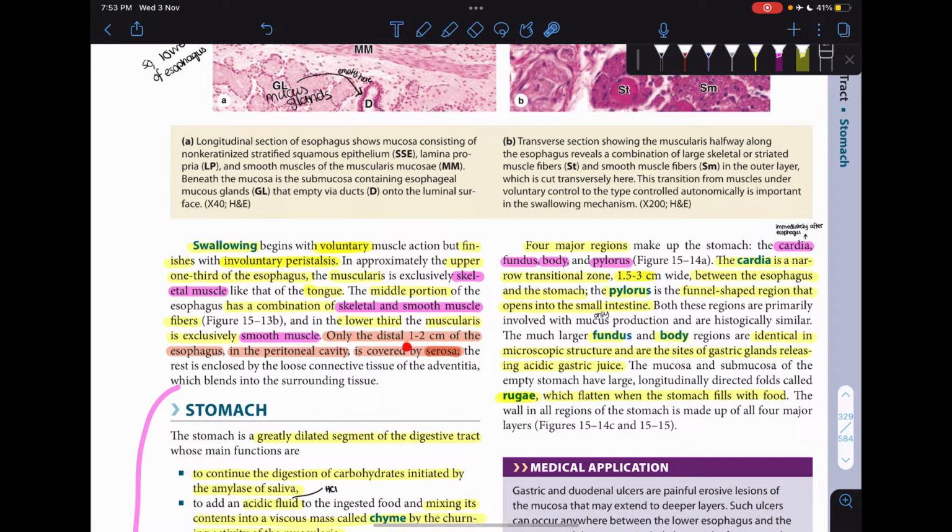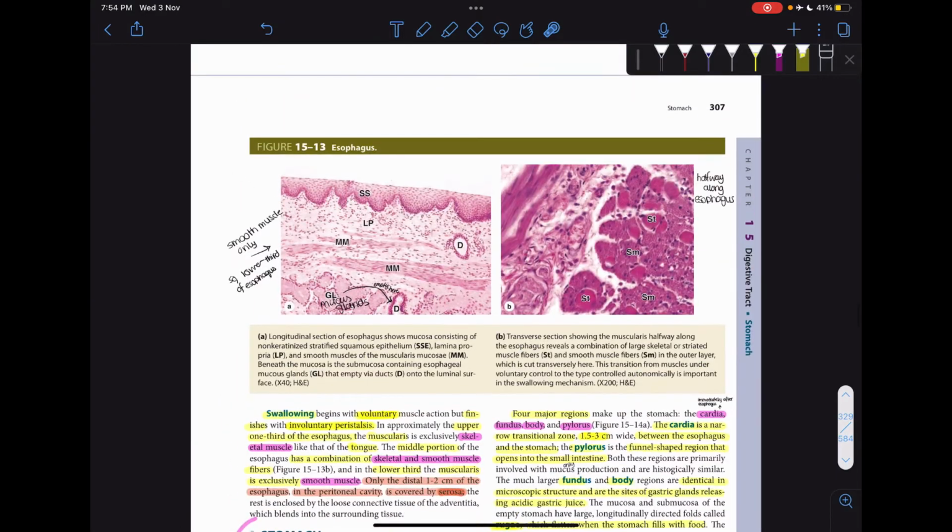Only the distal 1 to 2 centimeters of the esophagus in the peritoneal cavity is covered by serosa, and the rest of the esophagus is enclosed by the loose connective tissue of the adventitia, which blends into the surrounding tissue. So, the esophagus essentially is fully covered by adventitia, but we have an exception. The distal 1 to 2 centimeters of the esophagus in the peritoneal cavity is covered by the serosa. So that's the esophagus.